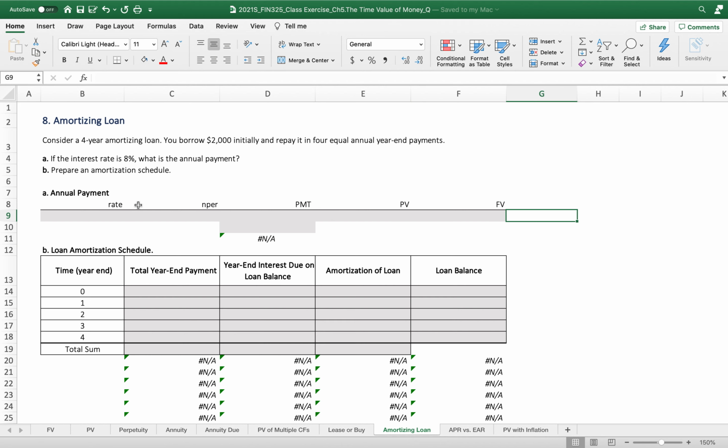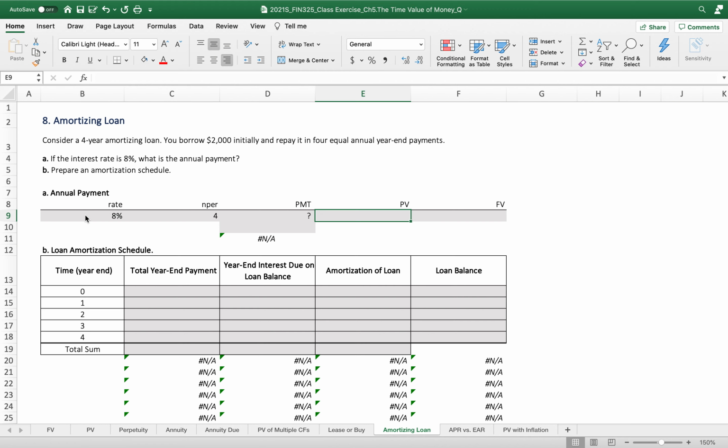But if it is a beginning payment, we have to use type 1. But let's make it simple. The annual interest rate is 8%, and the number of periods is 4 years. The payment is what we want to know. What is the same level of annual payment for 4 years? And then the present value.